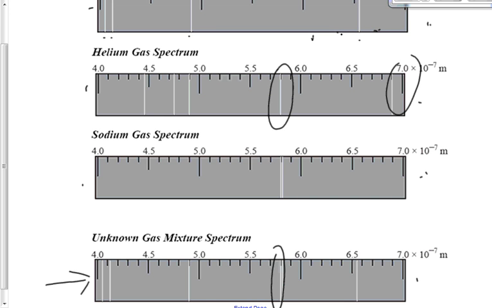So therefore, we're going to say that this is going to be a combination of, as John said a second ago, hydrogen and sodium, right? You just determined the composition of a star. How easy is that? Make sense, guys?